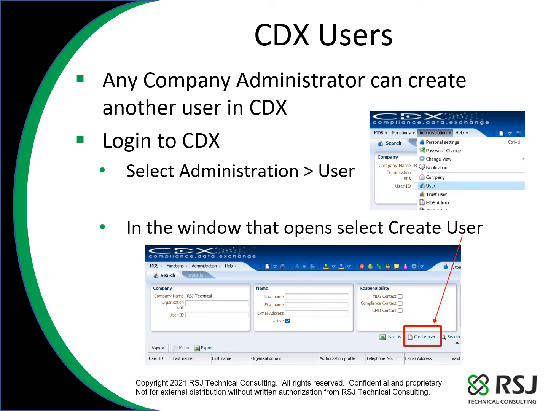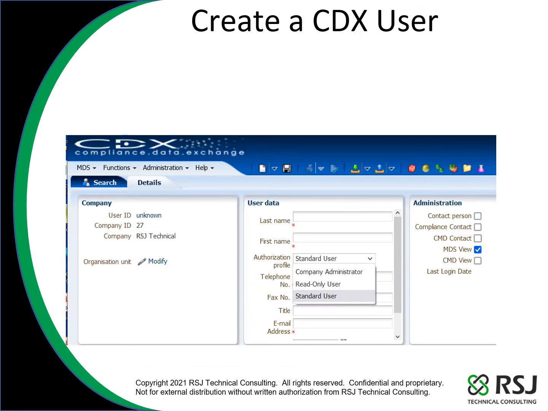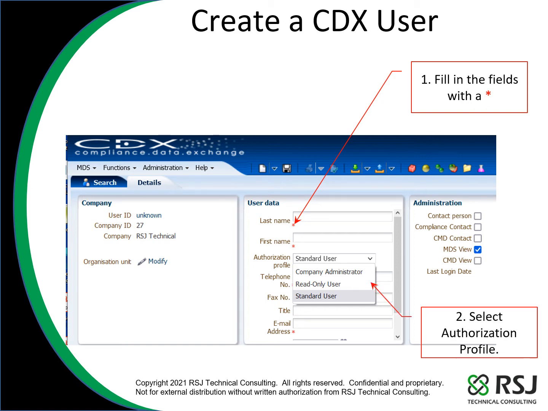You simply log into CDX and go to the Administration User menu and then click on the Create User button in the window that opens. When you're ready to create a user, you'll get this form and you fill in all the fields with a red star. Those are required. The default profile is standard user, but you can change that authorization profile to create another company administrator. You can also create what's called a read-only user. A read-only user is exactly what it sounds like. They can log in and read the data, but they cannot touch or manipulate the data in any way.